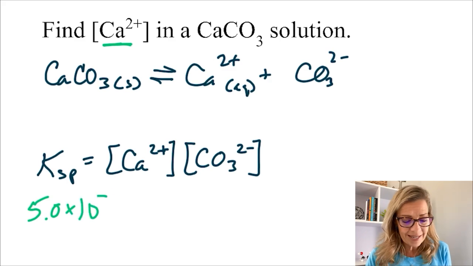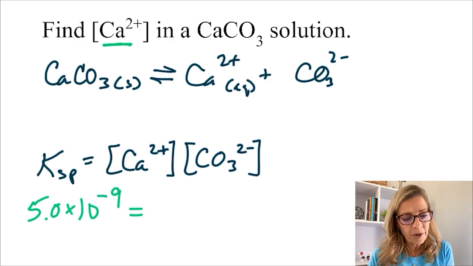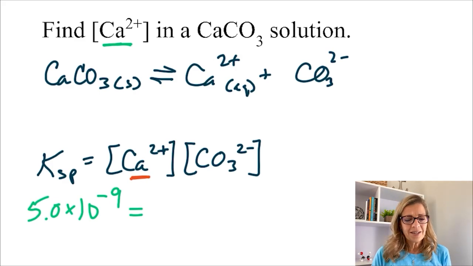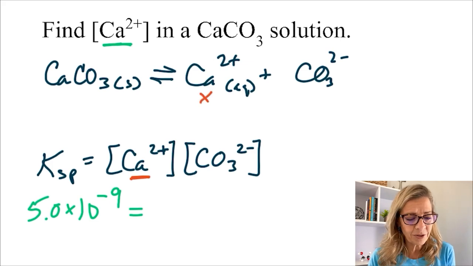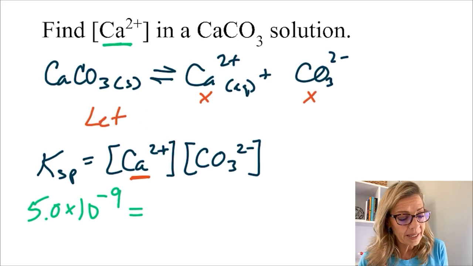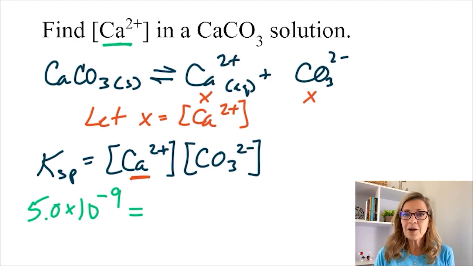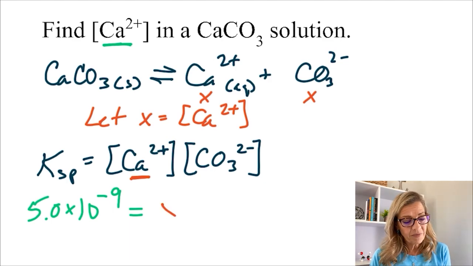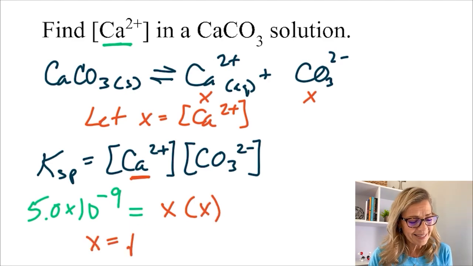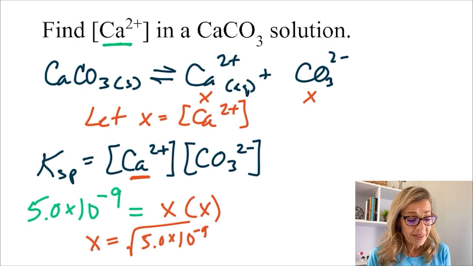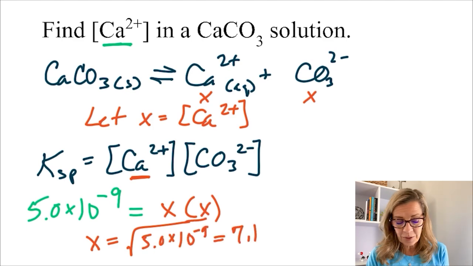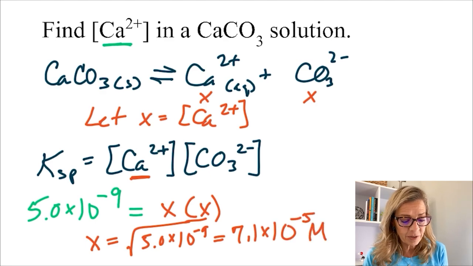So 5 times 10 to the -9th. So I'm looking for the calcium concentration. Now, I don't know the carbonate concentration, but here's what I do know. When 1 calcium carbonate dissolves, I get 1 calcium and 1 carbonate. So I'm going to say let X equal the concentration of calcium. And I know that carbonate concentration is going to be the same thing. So if I substitute, I'll get X times X. So that's an X squared. So X is going to be equal to the square root of that KSP in this case. And that is going to be 7.1 times 10 to the -5th molar.